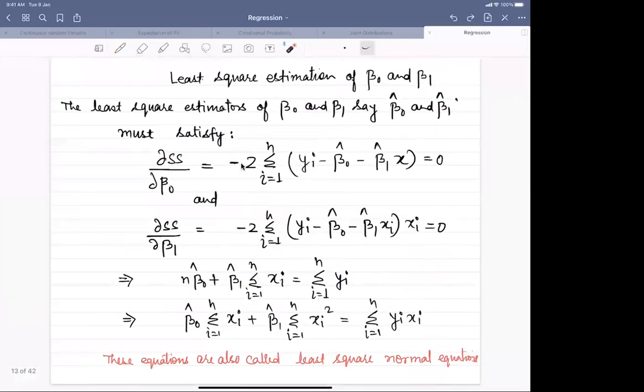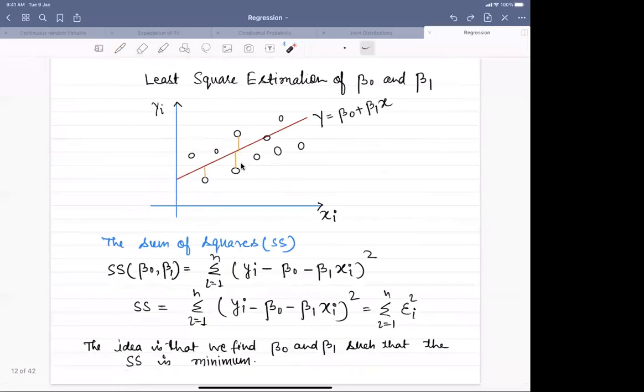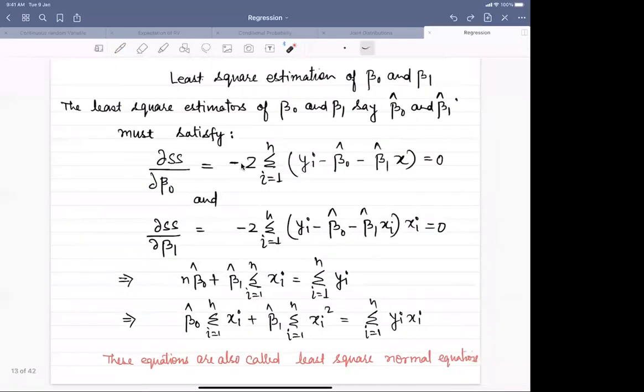In order to find this minimum, we differentiate the sum of squares with respect to beta naught and beta 1 and put them equal to 0, which will give us the values of beta naught and beta 1 which will minimize the sum of squares. First, the partial derivative with respect to beta naught: all other terms are held constant, so it will be minus 2, because of the minus sign, summation over i from 1 to n of (yi minus beta naught cap minus beta 1 cap xi).